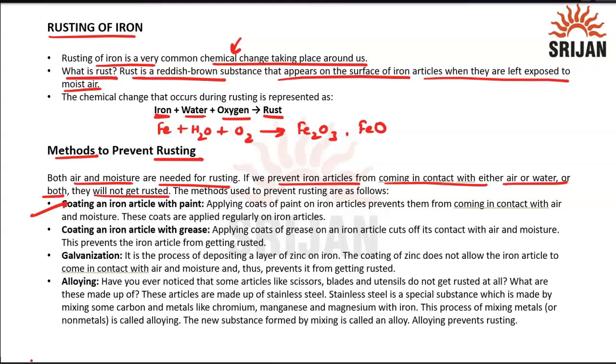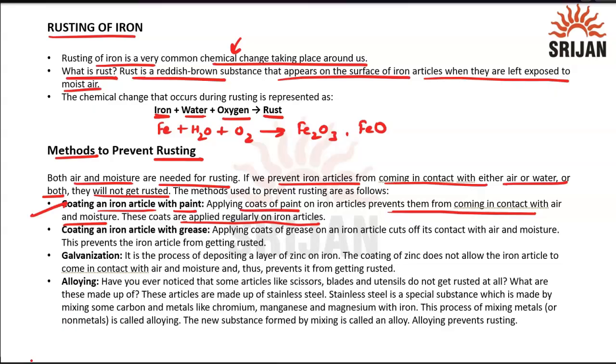For that, the first thing we can do is coat an iron article with paint. Applying a coat of paint prevents the iron from coming in contact with air and moisture. That is why we apply paint regularly on iron articles. If you look at your house, the iron doors or iron windows have paint covered on them, so that they do not come in contact by any means with water and gas, or the oxygen.